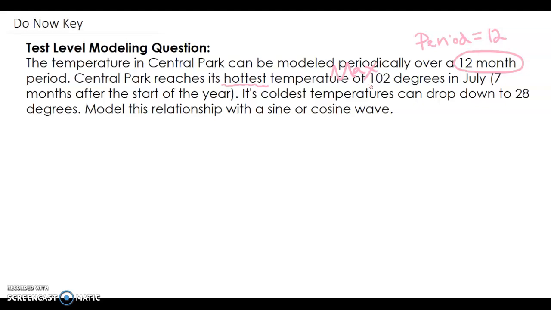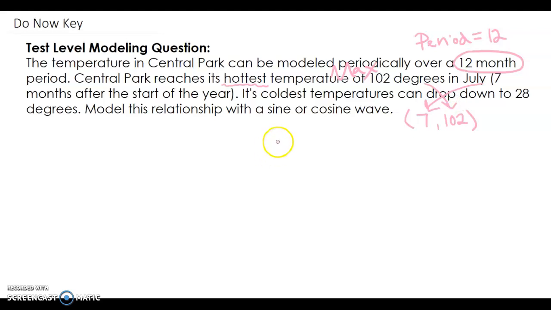Based on that information, if we had to organize this information in the form of a point that we're going to be graphing here in a second, what would that point be? Our x value is time, and so 7 months into this cycle, the temperature is going to be 102 degrees. So your point is (7, 102).